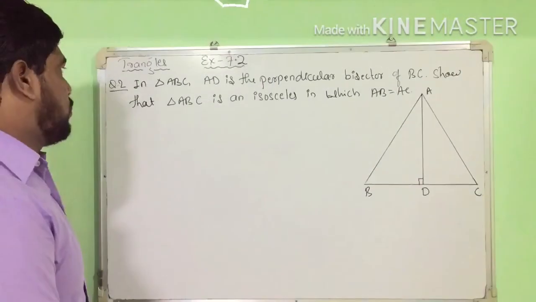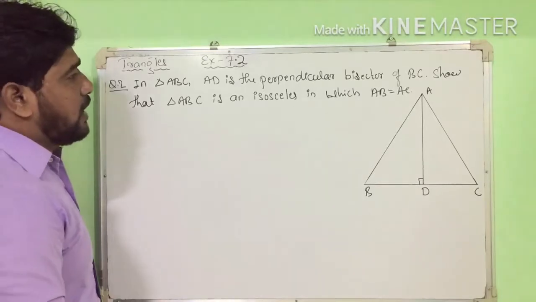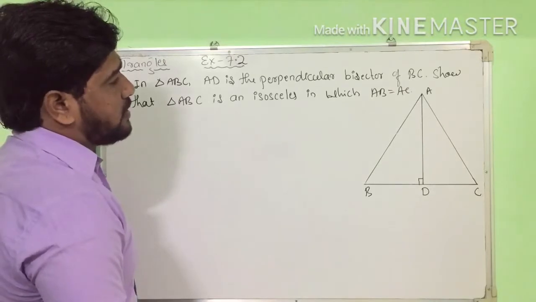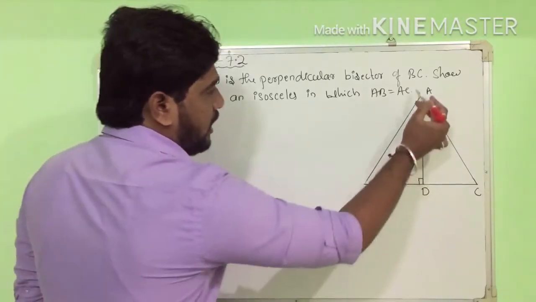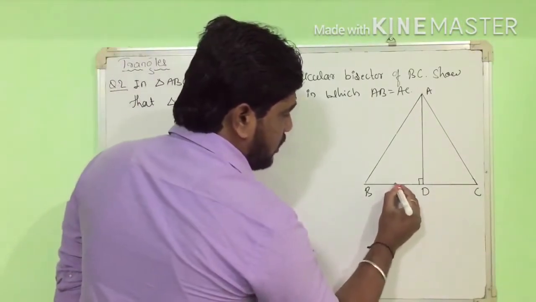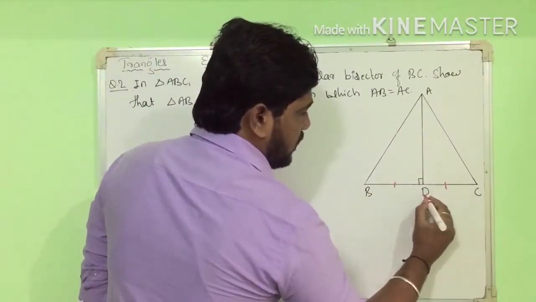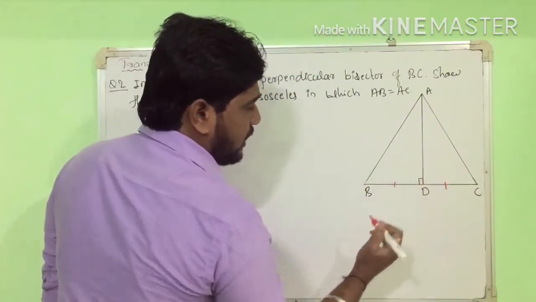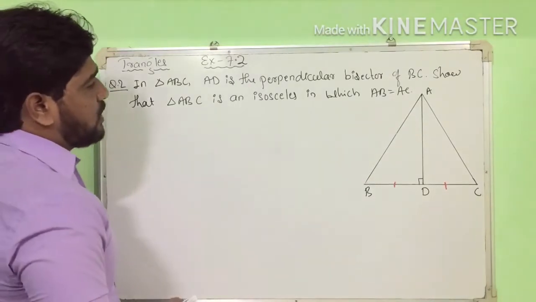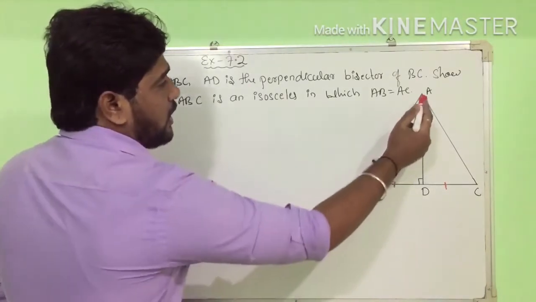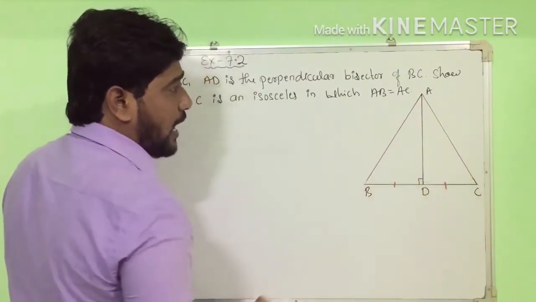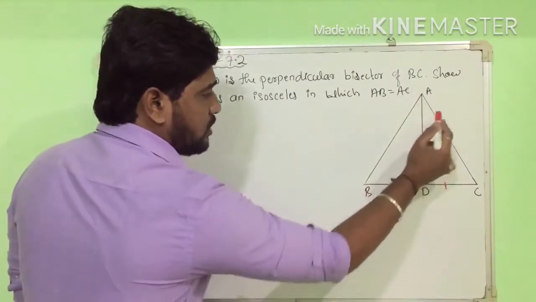Well students, the next problem is the second one. In triangle ABC, AD is a perpendicular bisector of BC. So AD is the perpendicular bisector of BC. It means BD is equal to CD, these two are equal, and here the angle is 90 degrees. Show that triangle ABC is an isosceles triangle in which AB is equal to AC.